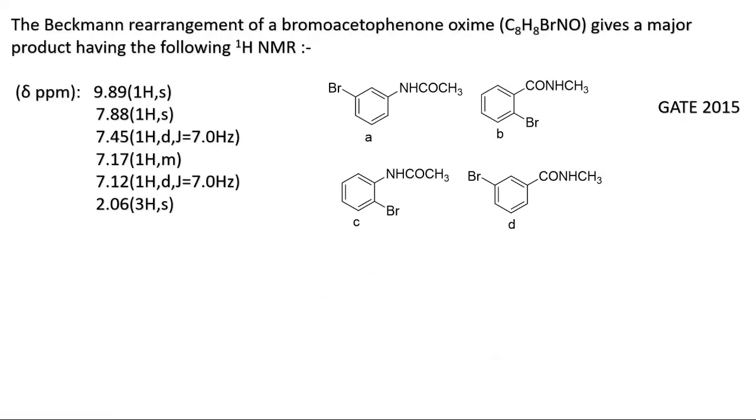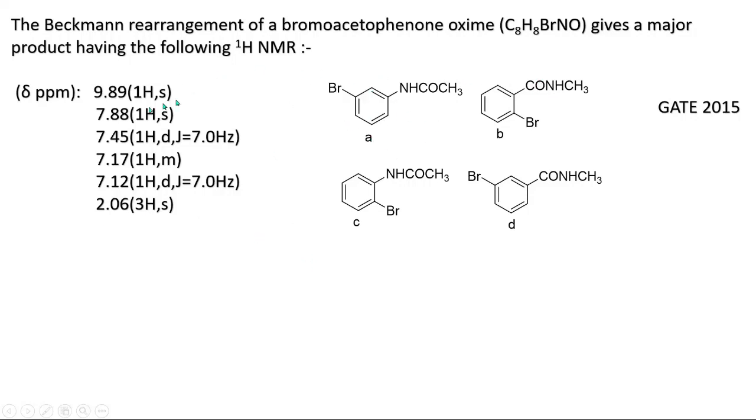Now we will move to the next question, which was asked in GATE 2015. The Beckmann rearrangement of a bromoacetophenone oxime, that is C8H8BrNO, gives a major product having the following 1H NMR. So they have mentioned 6 values in 1H NMR. Based on these chemical shift values, we have to say which is the correct answer.